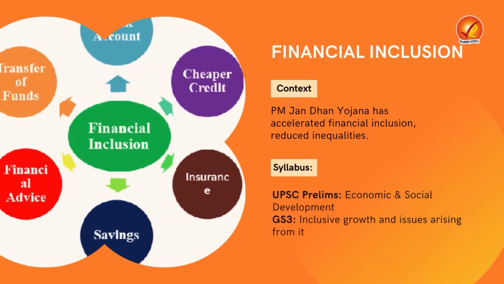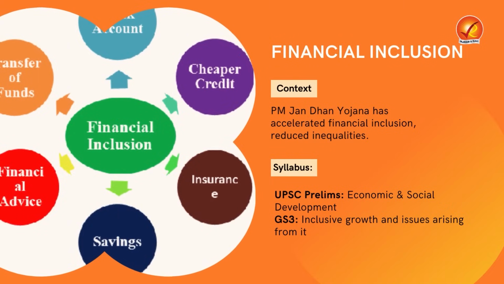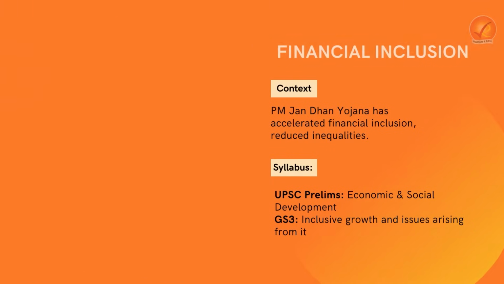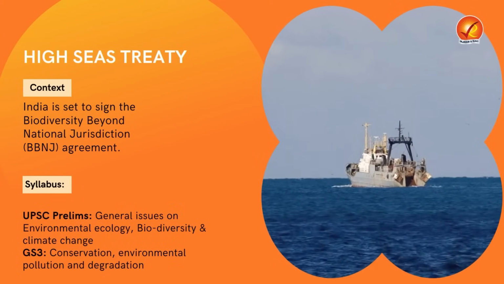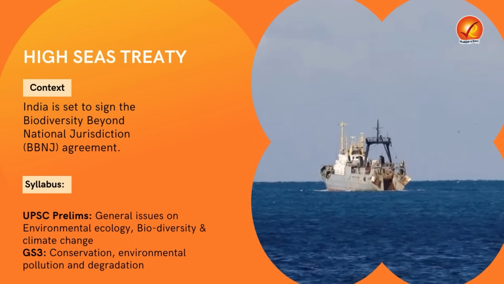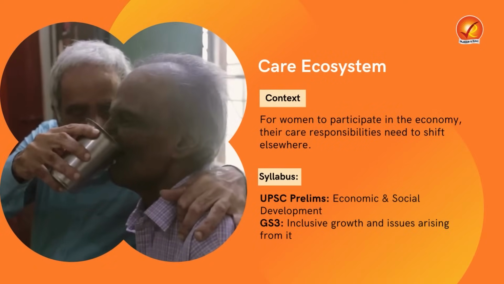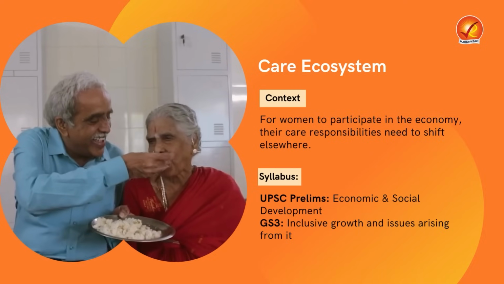In the very first article, we'll be looking into the various aspects of Pradhan Mantri Jan Dhan Yojana and the broader government agenda of financial inclusion in the country. In the second article, we'll be looking into a very important treaty in current affairs, that is the High Seas Treaty. In the third article, we'll be looking into the broader aspects of the care ecosystem, also known as the care economy.